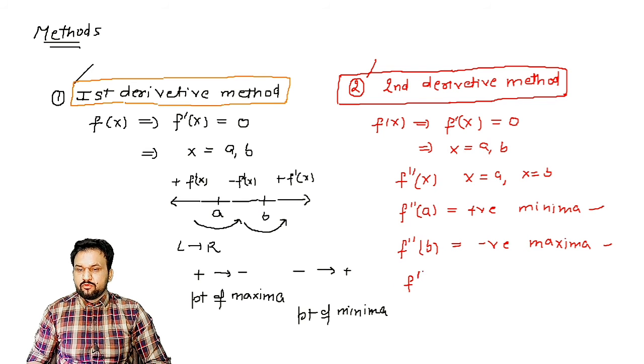And if you get f double dash at some point like at a or at b, or I'm just taking at c, so at point c it is given to you as 0. In that case, you can say it is neither minima nor maxima, so it is a point of inflection, or you can also say a saddle point, a point of inflection.